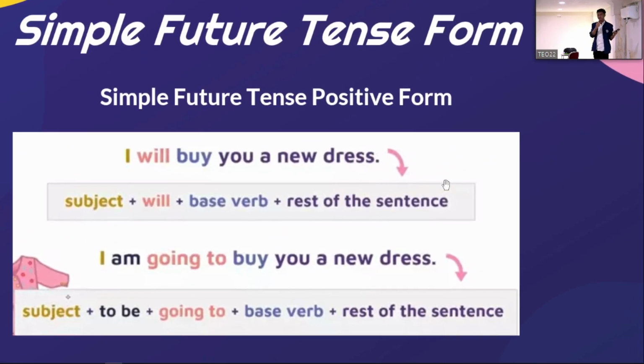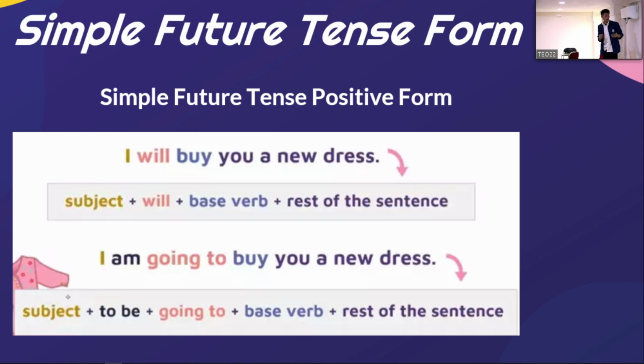So basically, the simple future tense formula is subject plus will plus base verb. What is base verb? Base verb is the verb one. There is an interesting fun fact with the simple future tense: the verb doesn't change. It doesn't change. It doesn't change. So the verb is still verb one. So the formula is subject plus will plus base verb, and then the rest of the sentence. The rest of the sentence is the object, or maybe you put the time signal, something like that.